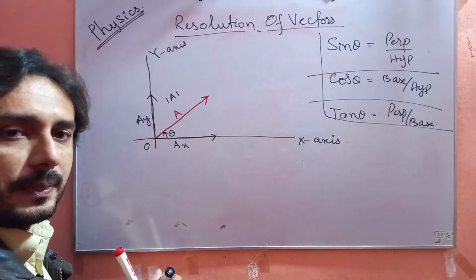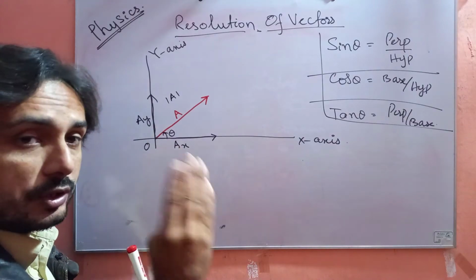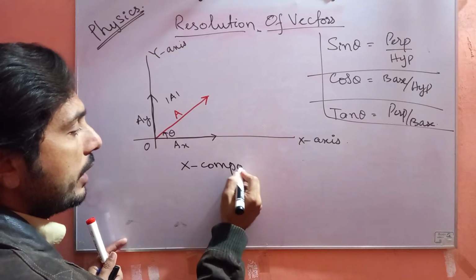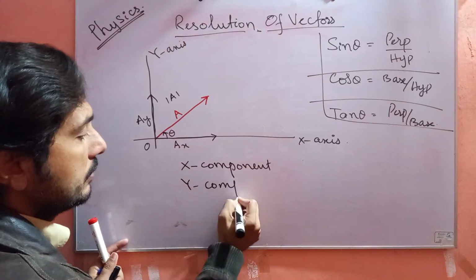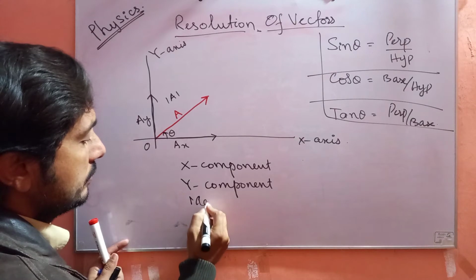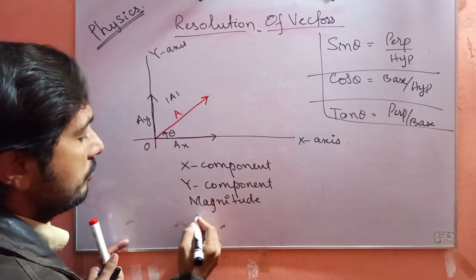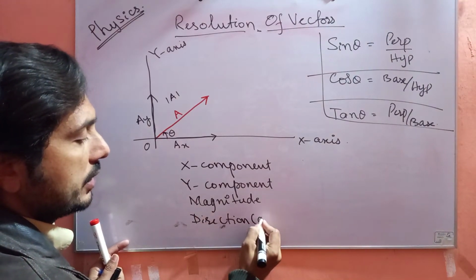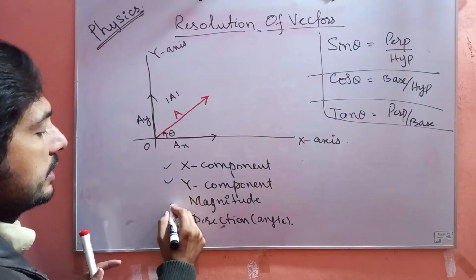It means in resolution of vectors we have to determine four things. Those are the x component of the vector, whatever the vector is doesn't matter, the x component is there, the y component is there, magnitude of vector is there, and direction of the vector is there. Now direction means the angle. Okay, so we have to determine these four things.